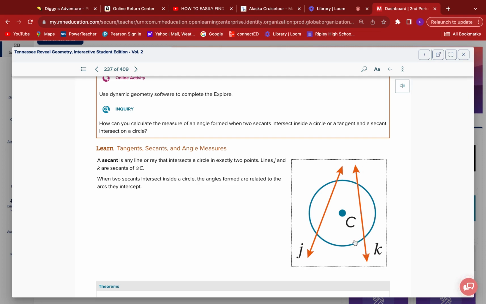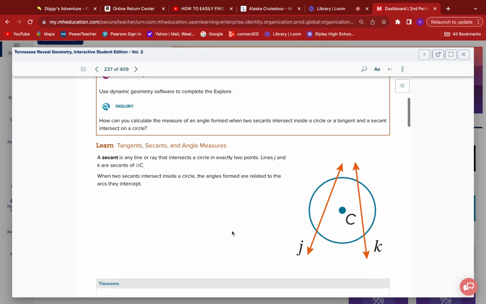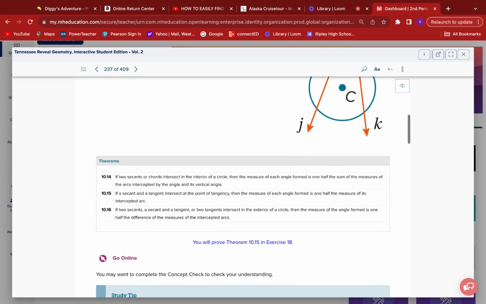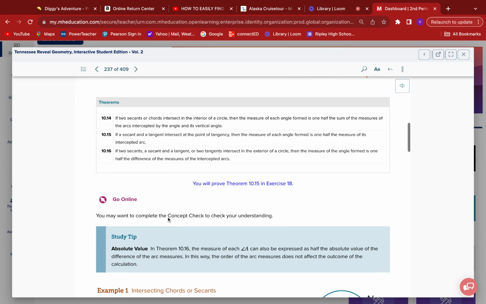Those are secants. Now, a tangent is what I call a side swiper. It hits the circle in only one spot because it side swipes the circle. A secant goes straight through. 2 hits, no more, no less.